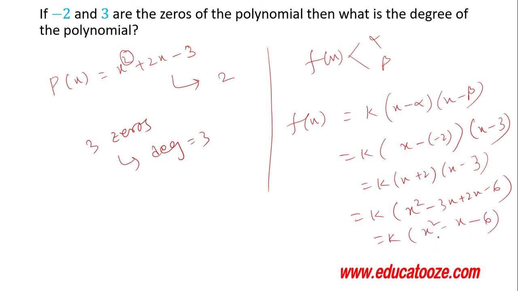Here again I have proved the zeros are minus 2 and 3. So what is the degree? Degree is the highest power of the variable, which is 2. So the degree of this particular polynomial is 2.